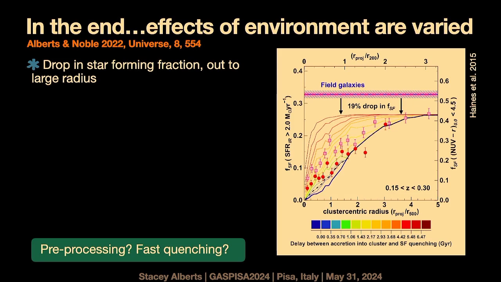Here we're seeing some intermediate redshift clusters. This shows both the UV and infrared star formation rates, and you can see that we have this drop in the star forming fraction that extends pretty far, several times past the virial radius. This is the idea that we haven't caught these galaxies quenching in the act, so this is probably some sort of fast quenching or maybe even pre-processing happening.